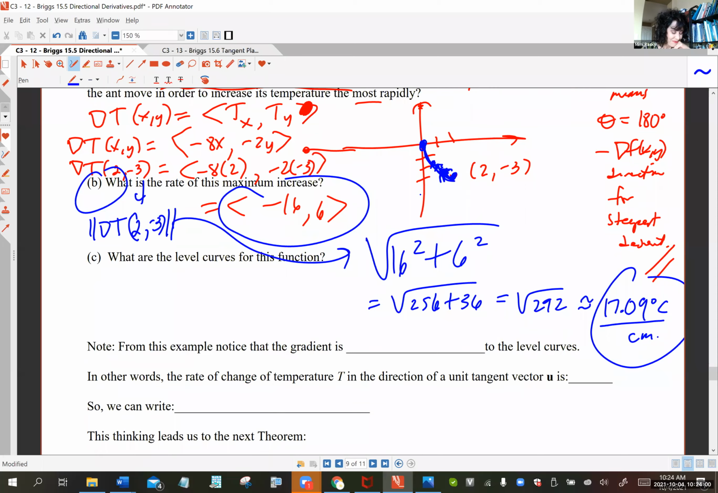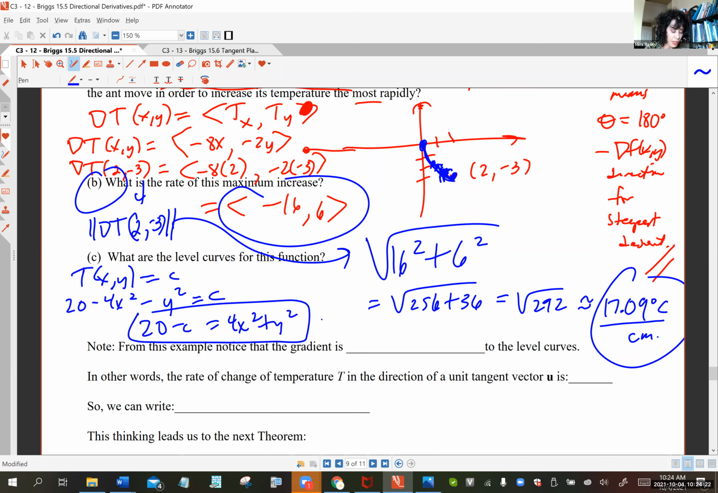Okay. Now, what are the level curves for this function? So you remember level curves can be found by setting your function equal to a constant, say c. So 20 minus 4x squared minus y squared equals some constant. So if you rearrange this equation so you can get a better handle on what the graph would look like, this is going to graph a bunch of ellipses. So those are the level curves for this particular function.